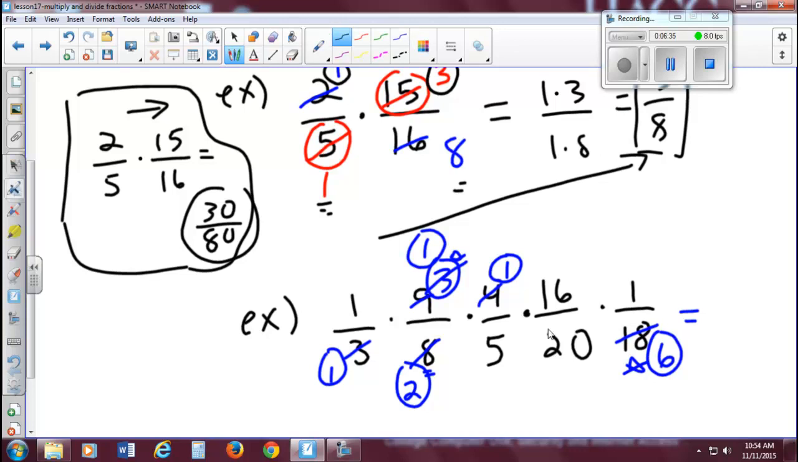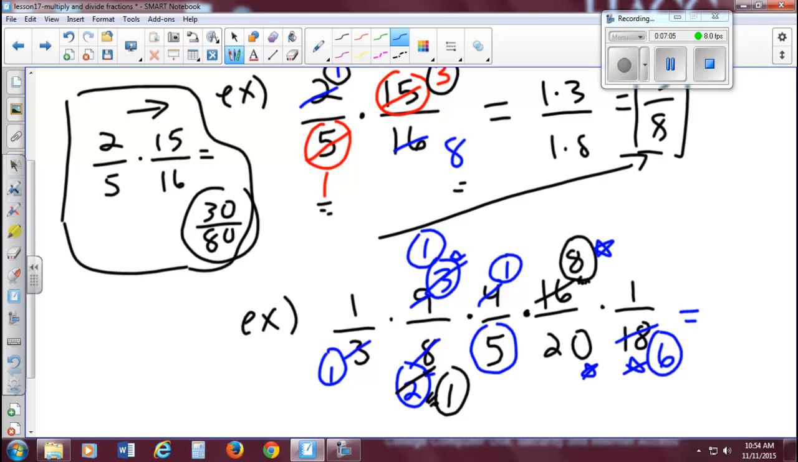Like, I can use this 2 on this 16, right? 2 goes into itself once. 2 goes into 16 8 times. So you kind of have to look on the diagonals, see what you can use. Now clearly, 5 has no relationship with 8, and I can't use the 5 on the 20. You can't. That's illegal.